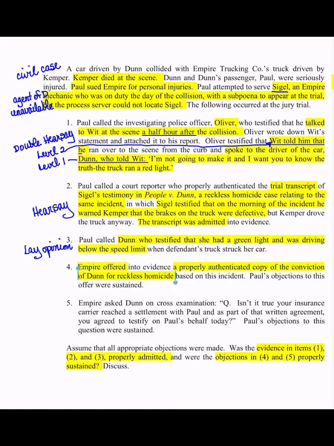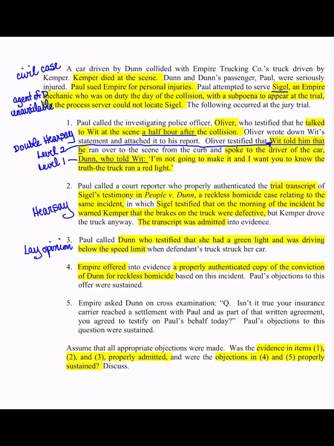What about hearsay? The copy is an out-of-court statement. It's being offered for its truth. It's hearsay without an exception, and so it should be inadmissible, right? What about impeachment?